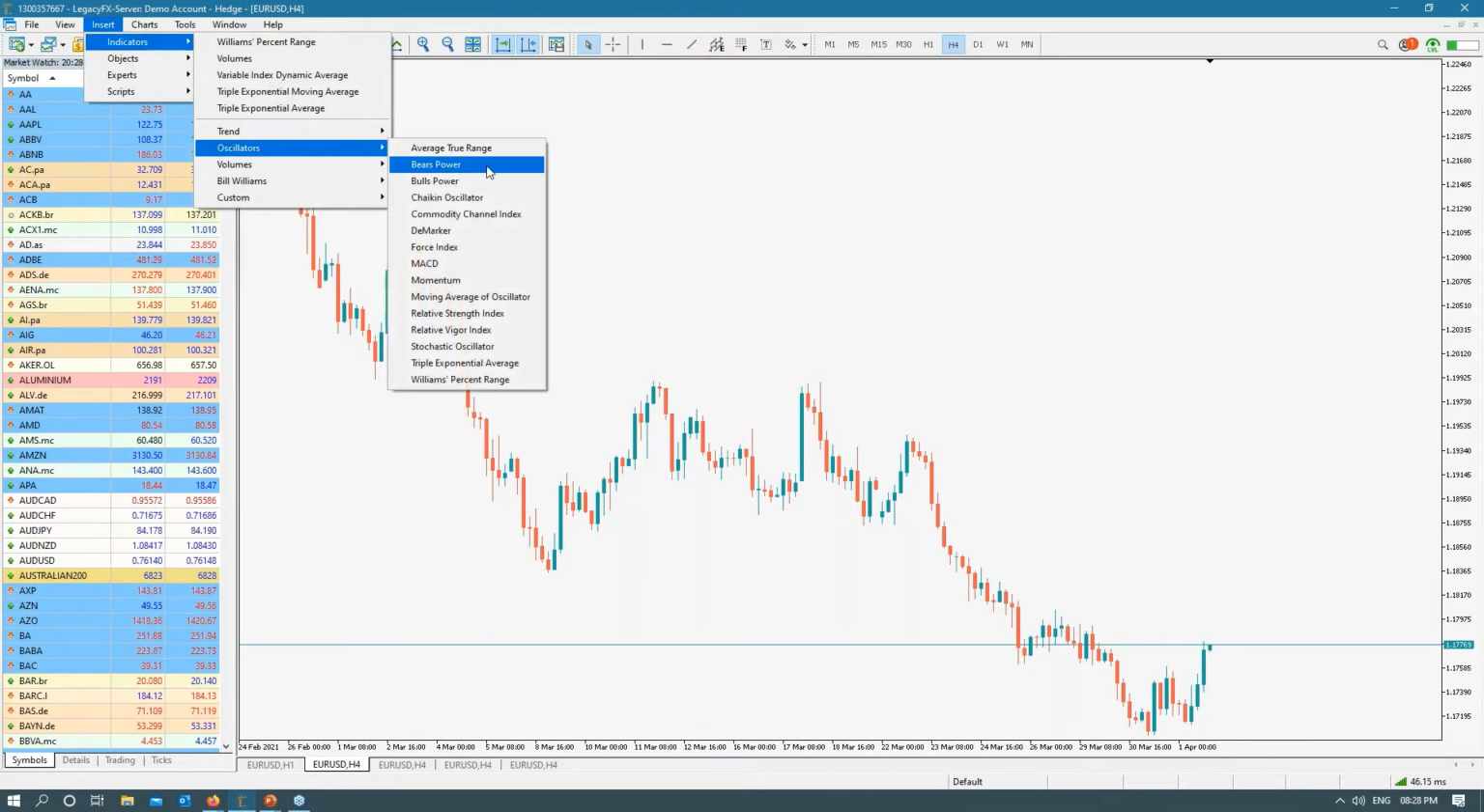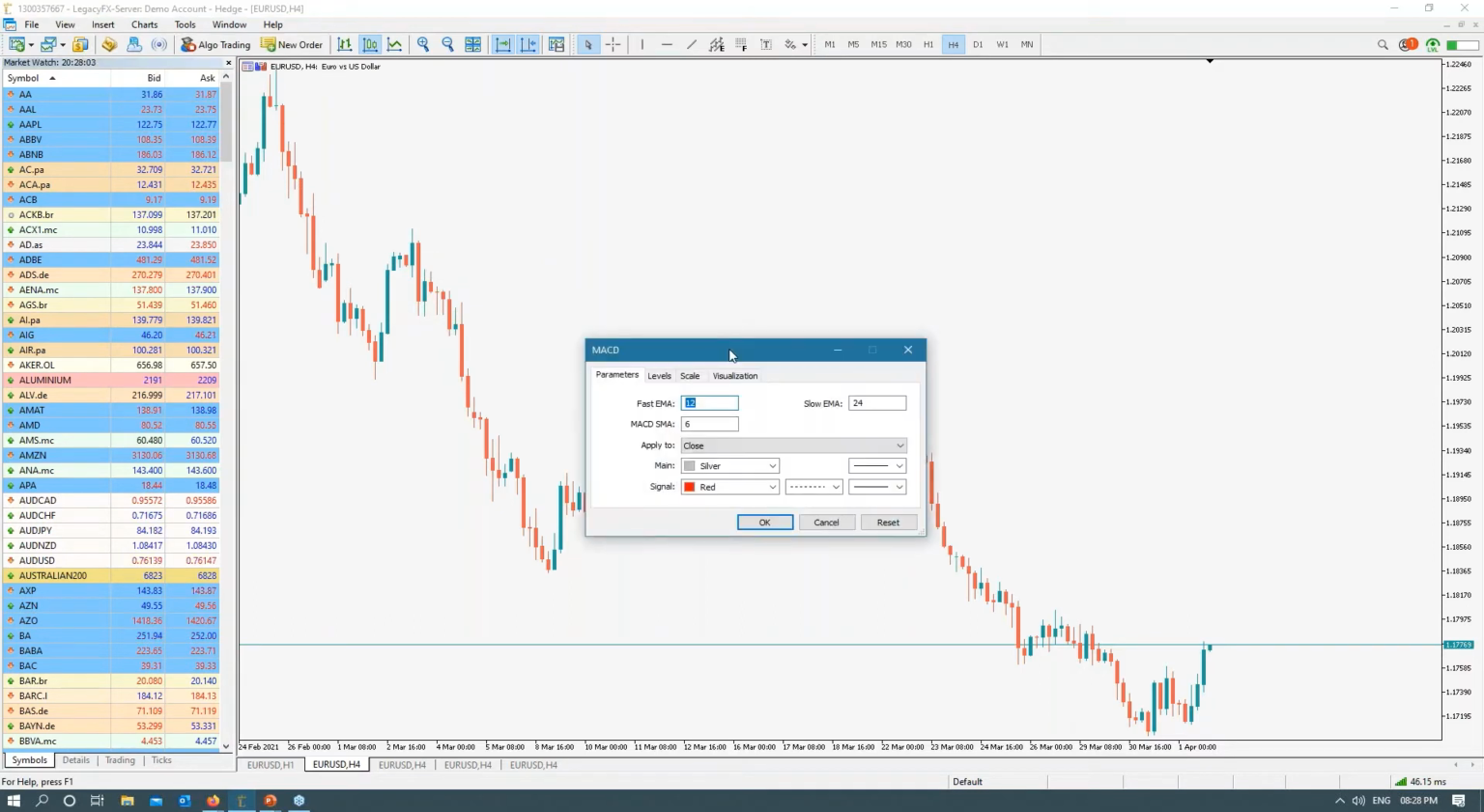So an oscillator, and we're going to use MACD. Now, as you can see here, the fast and the slow EMA. So now that you understand what an EMA is, it's a moving average. Right? 12, 24... 24 is actually wrong, should be 26. The original calculation is 12 over 26.